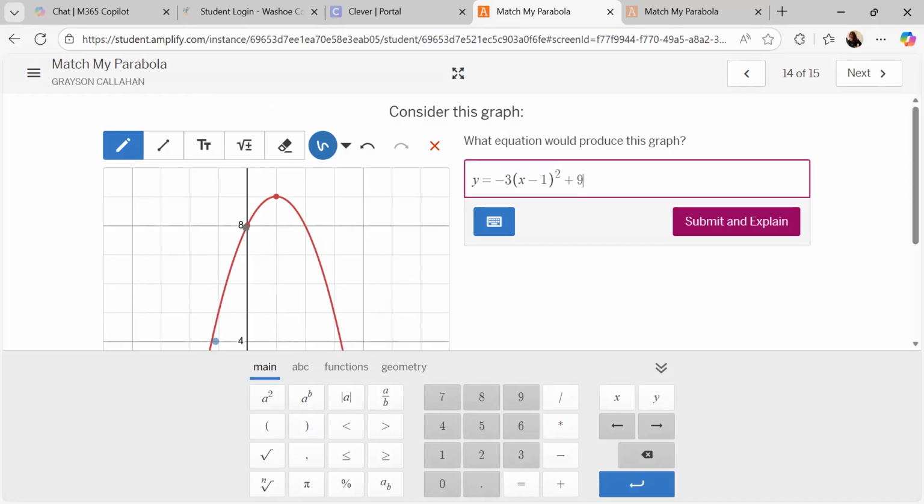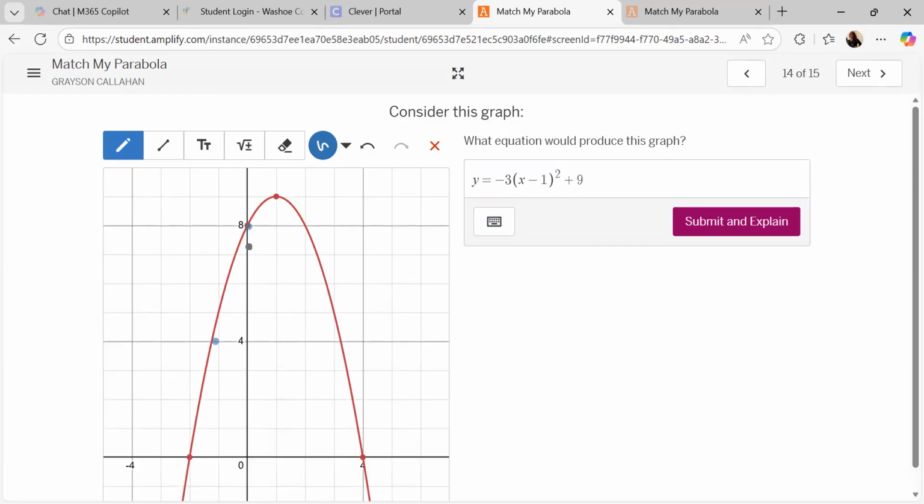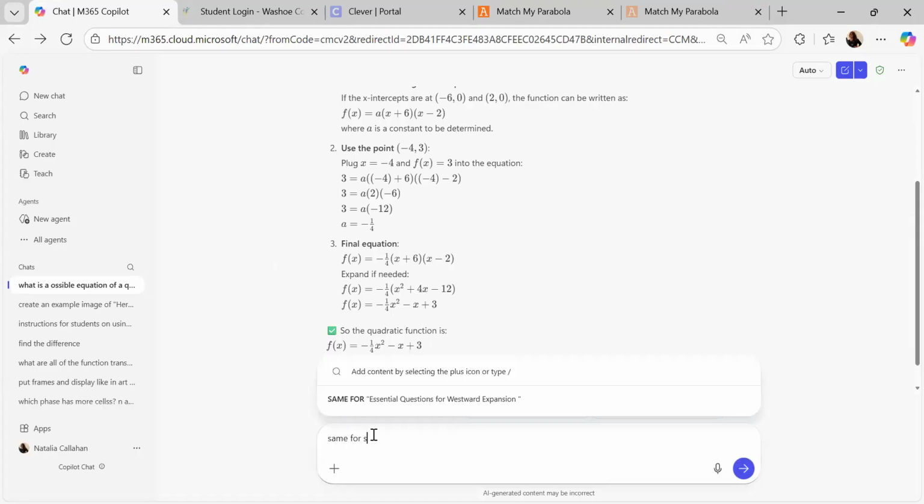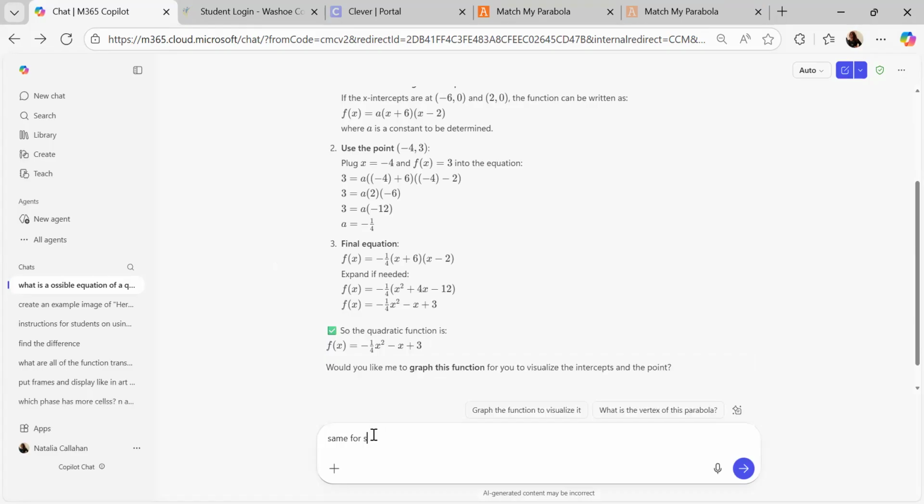But it does go to this point right here, correct? And that point right here is going to be, what is that? 0, 8, correct? So if you're not sure, same for x-intercept. And what were the x-intercepts?